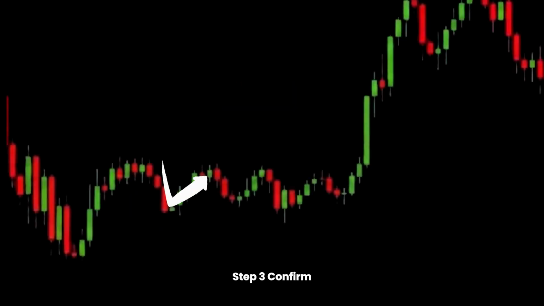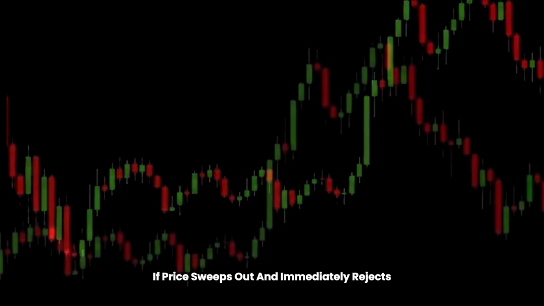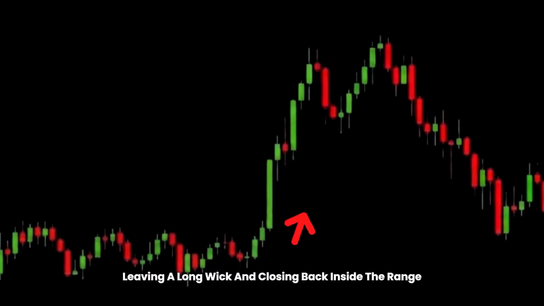Step 3. Confirm, watch for a rejection candle. If price sweeps out and immediately rejects, leaving a long wick and closing back inside the range, that is your entry signal in the opposite direction.